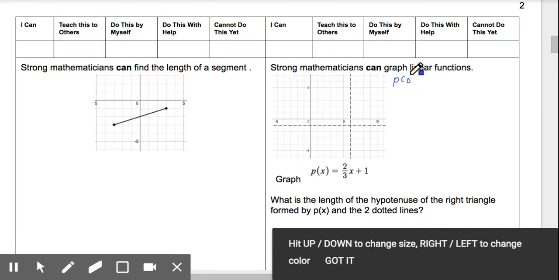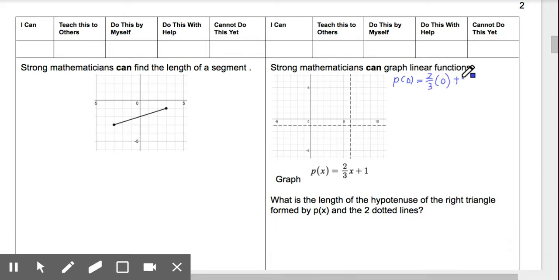Okay, so p of 0 is equal to 2/3 times 0 plus 1. This is going to give us 2/3 times 0 is 0 plus 1, which gives us 1. So this tells us that when x is 0, y is 1. So let's plot that point.